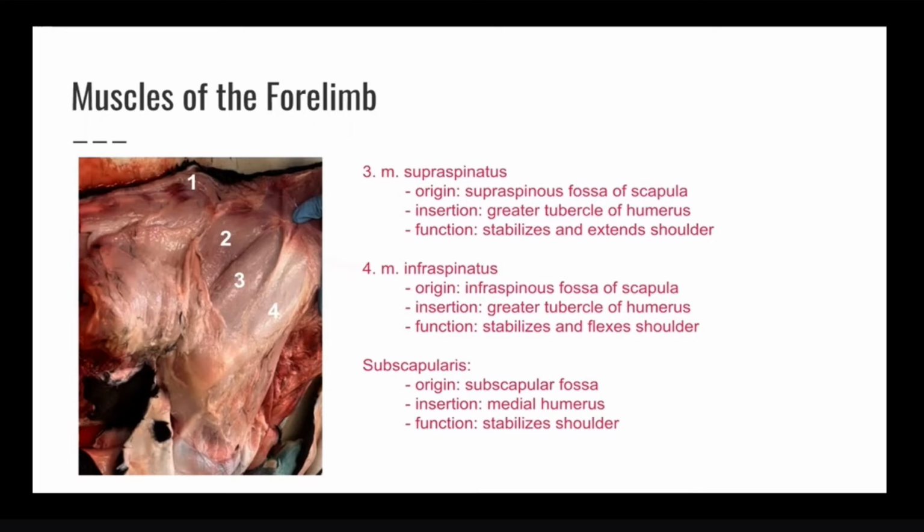The infraspinatus muscle originates from the infraspinous fossa of the scapula, inserts into the greater tubercle of the humerus, and helps to stabilize and flex the shoulder. The ridge separating the supraspinatus and infraspinatus muscles is known as the spine of the scapula. The subscapularis originates from the subscapular fossa and inserts into the medial humerus. Its function is to also help stabilize the shoulder.